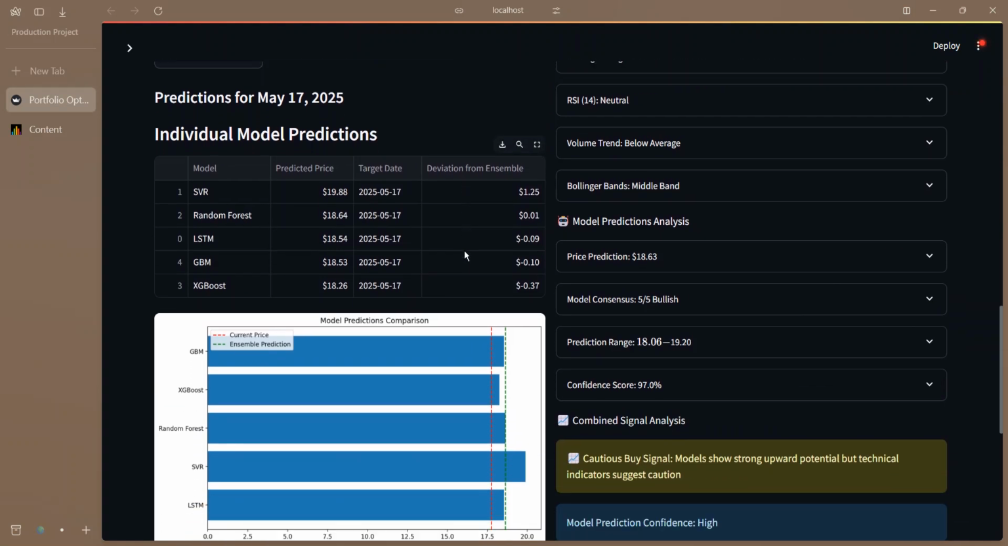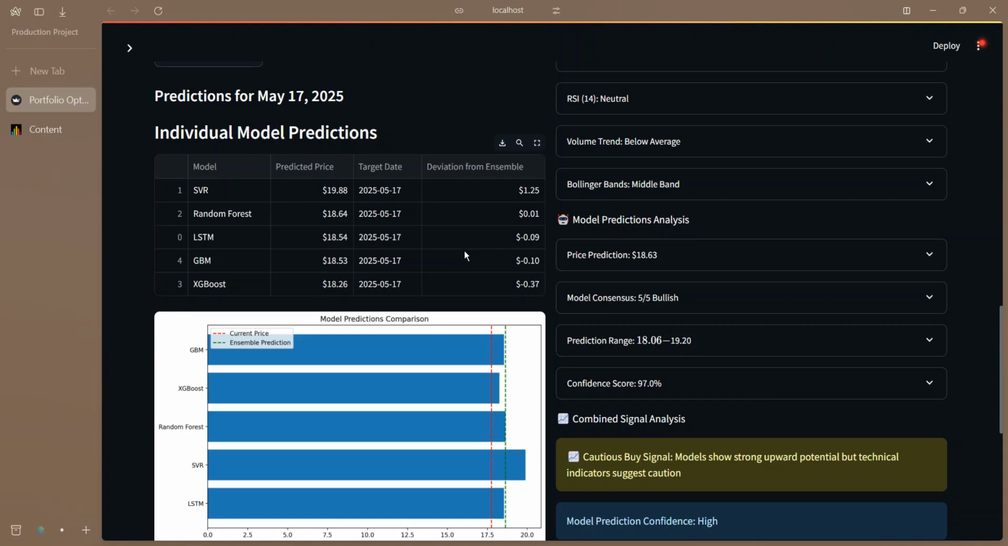Right here, it would give you every model and their predicted price on the target date, which is in a month's time, for example, and it would give you the deviation. So SVR was the only model that predicted a substantial increase of the stock of $1.25. Random forest is an increase of a cent, which is relatively flat, and the others too do not show any really significant decrease of the stock.